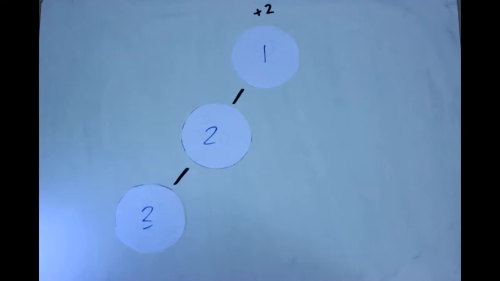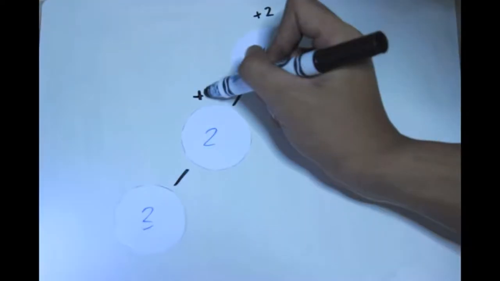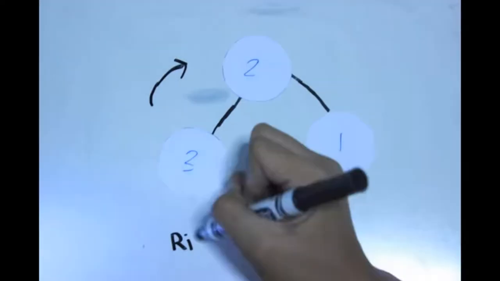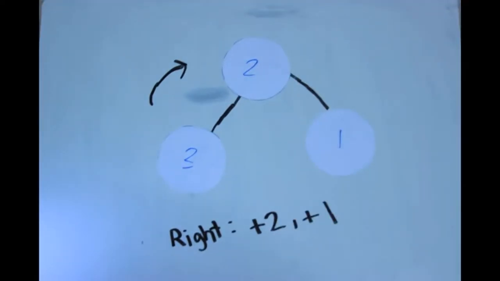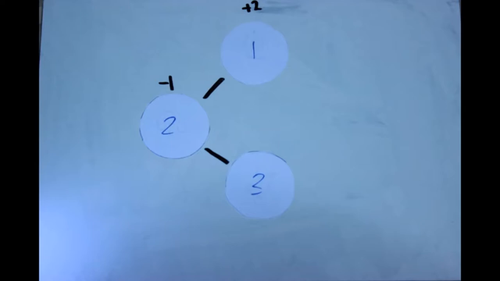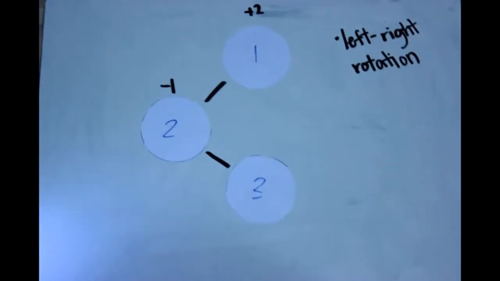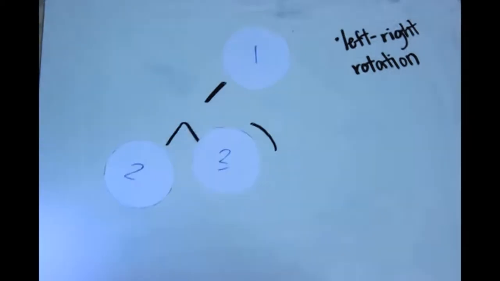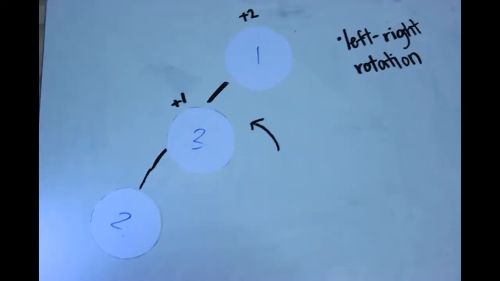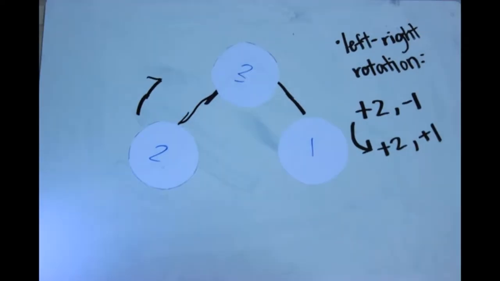Now, we're going to see when to use what kind of rotation. First, we check the balance factor. If the balance factor of a node is positive 2, this means that the left subtree is greater than the right subtree. For this, check the balance factor of the left child. If the balance factor is equal to positive 1, perform a right rotation. But if the balance factor of the child is equal to negative 1, perform a left-right rotation. A left-right rotation, from its name, is a left rotation followed by a right rotation. As you can see, after a left rotation, the balance factors become positive 2 and positive 1. Now, perform right rotation to balance out the tree again.